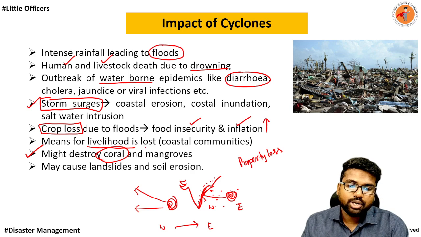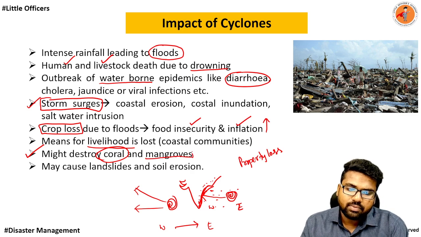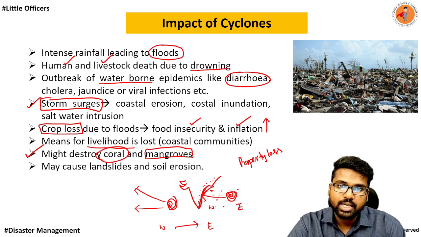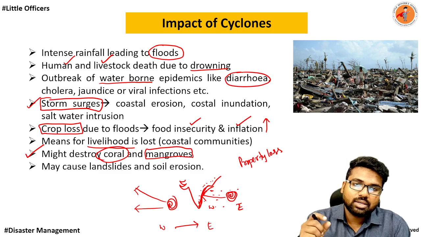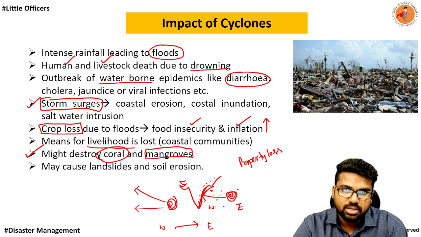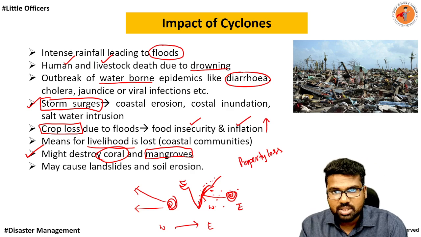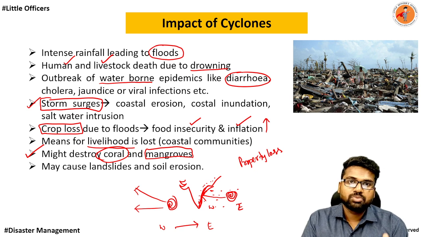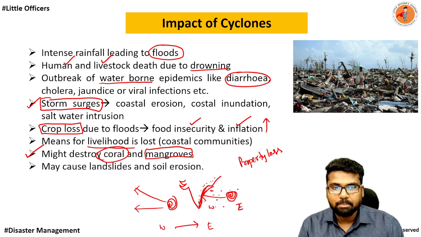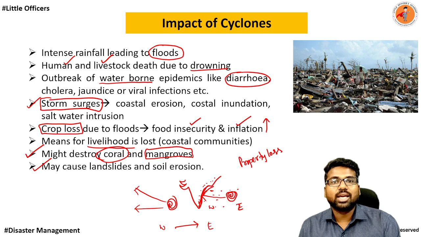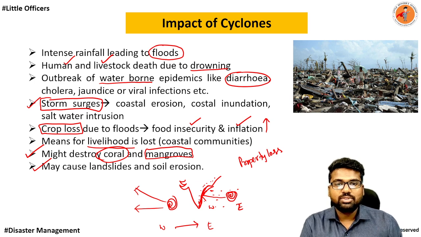Plus mangroves, which are again very sensitive, very important, biodiversity-wise very rich forests. They are also evergreen forests which are found in the tidal locations. They may be damaged because of these high velocity winds. Okay, so this is another environmental impact. So marine ecosystem will also be impacted, and coastal ecosystem, particularly in transitional zones, there will be impact, and it may cause landslides and soil erosion. So these are all some of the causes.